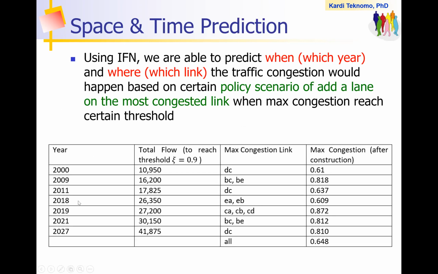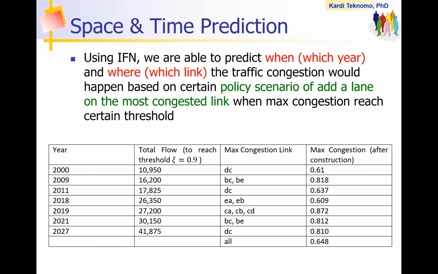So now I can continue until 2027. And at this point, all links will be congested, because it's already pretty much at capacity at this point. So this is very nice. Using IFN, you are able to predict when, which year, and where, which link, based on a certain policy scenario that you set beforehand.